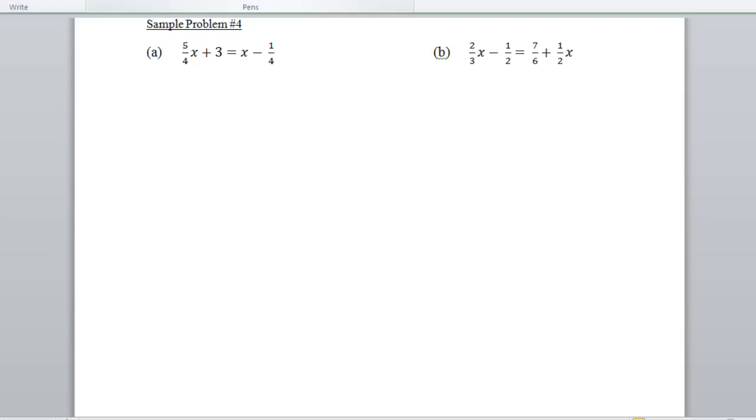Alright, as we look at sample problem number 4, part A, we get a little lucky here because my least common denominator is simply 4. We have 4 there and 4 there, so I don't have to do like I did in the example problem and find the multiples of 3 different sets of numbers. So I'm simply going to multiply both sides by 4.